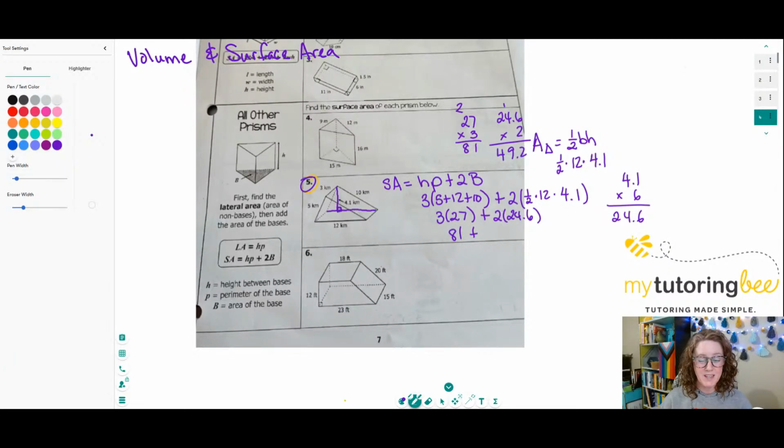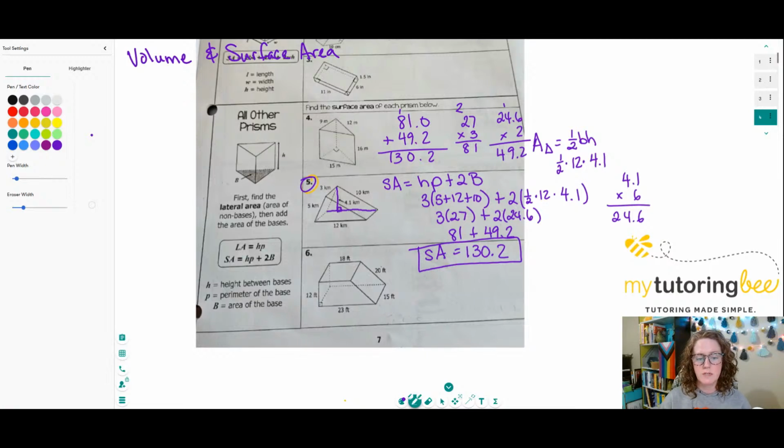Just doing those calculations pretty quickly so that we can get on to the next problems here. And then we just need to add those up together. Don't forget to line up your decimals, line up your place values. So we've got 10, 9, that gives us 13. So we should get a surface area of 130.2. And this is a total surface area, not a lateral surface area.